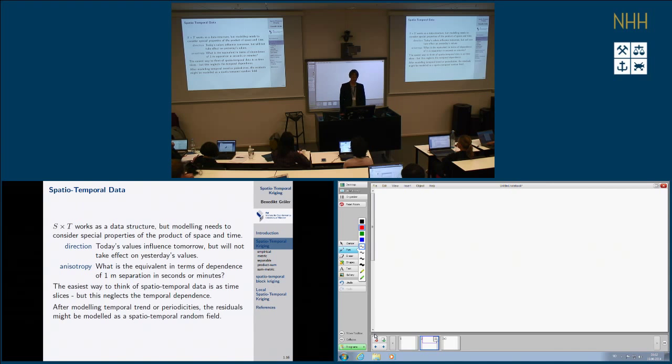Okay, space-time. So space is denoted S, time is denoted T. What a mathematician would do is just take space and time and put it together, and we have three dimensions, and it's happy to go. This works as a data structure, so we can easily describe our data as space times T.